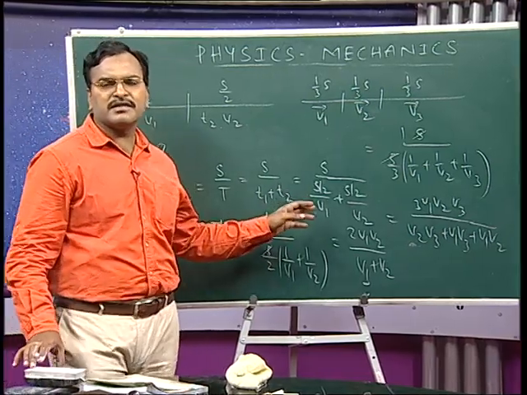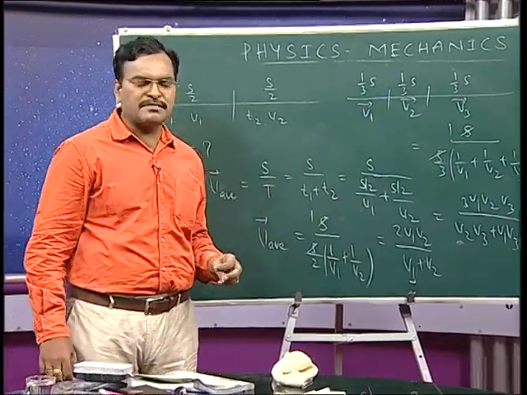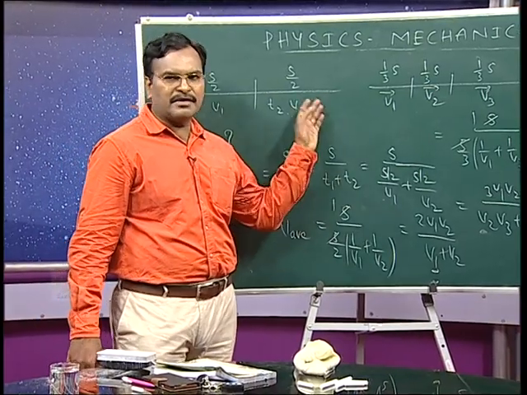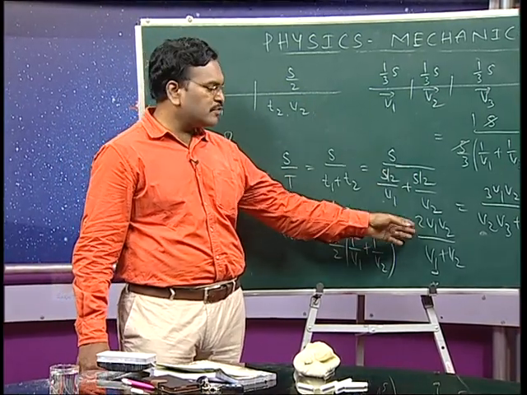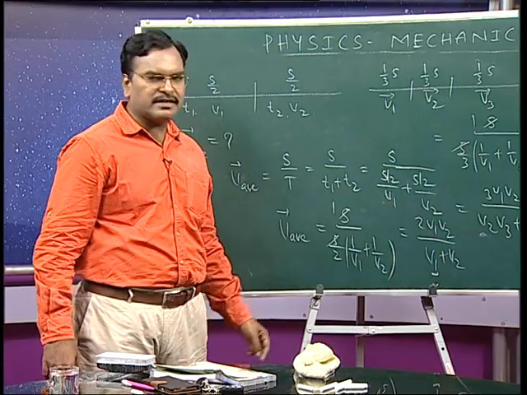Remember these formulas. Suppose a particle covers half of the displacement with velocity 20 and the remaining half with 30. Then it is 2 into 20 into 30 by 20 plus 30.